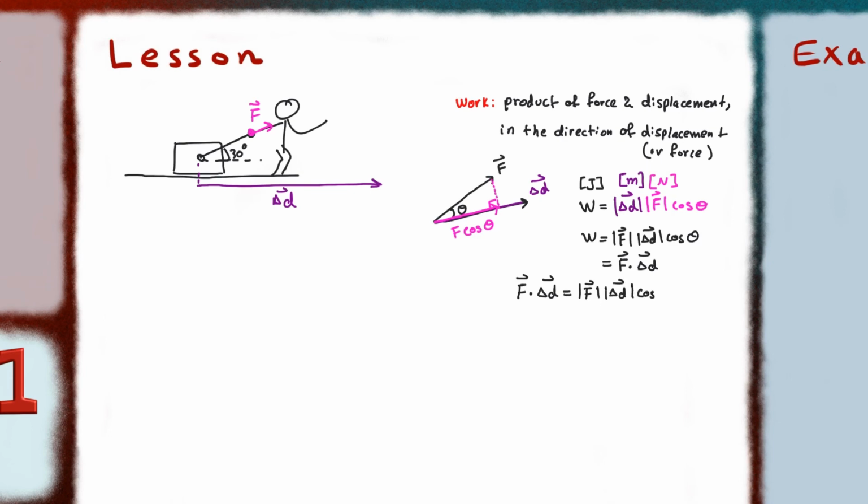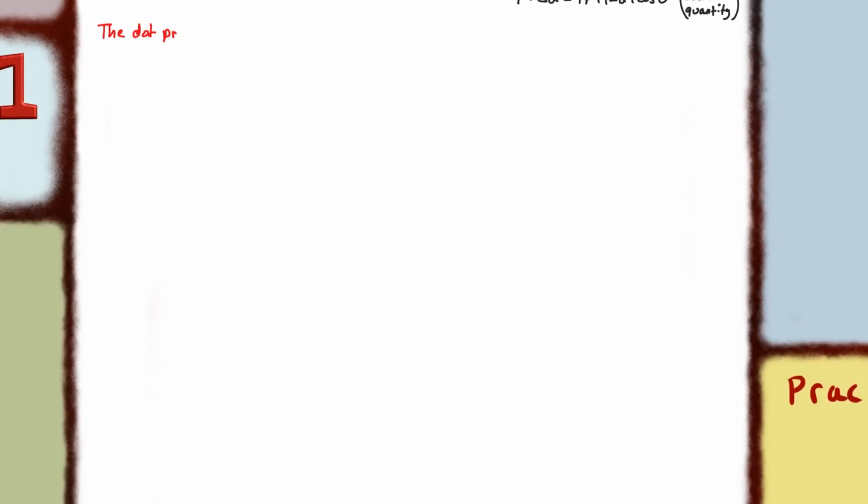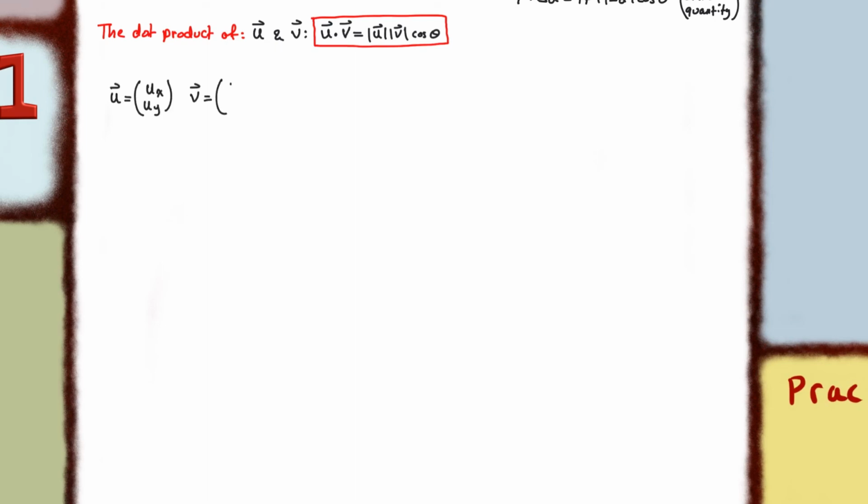And this is what we call the dot product. Our final answer, whatever we get out of this, is actually a scalar quantity. So by definition, the scalar or dot product of vectors u and v is equal to the magnitude of u times the magnitude of v times the cosine of the angle between them, and that angle between them is always between 0 and 180 degrees.